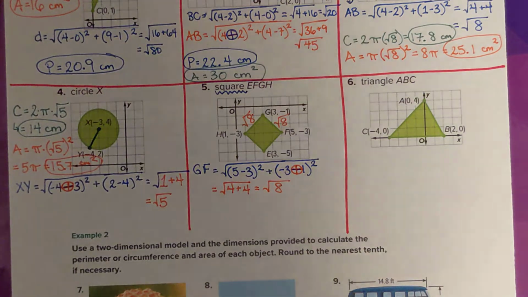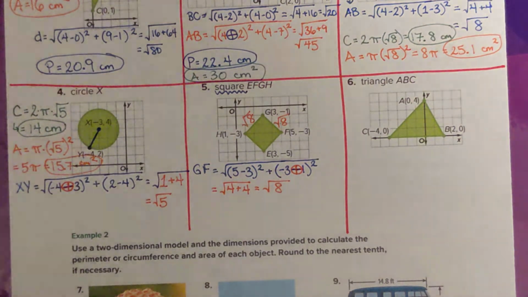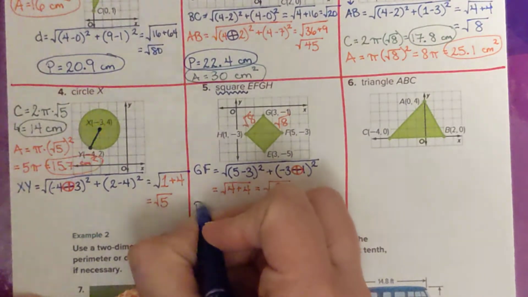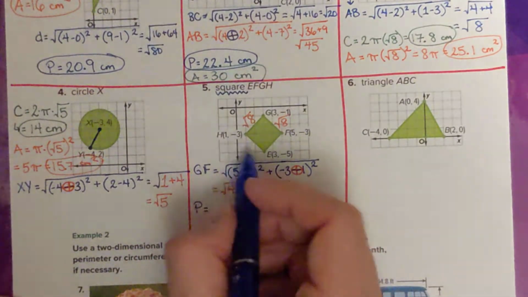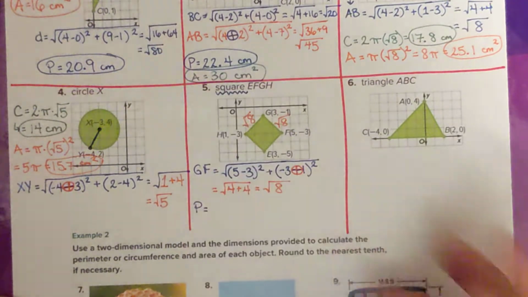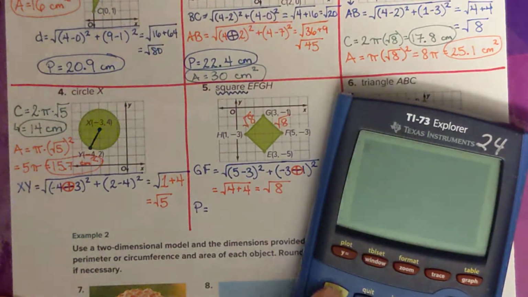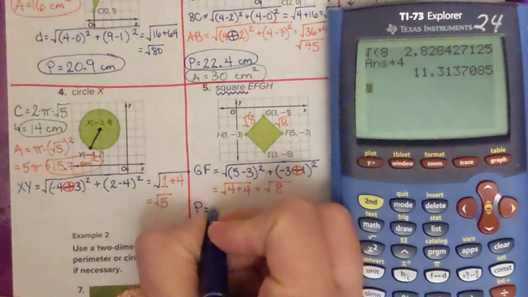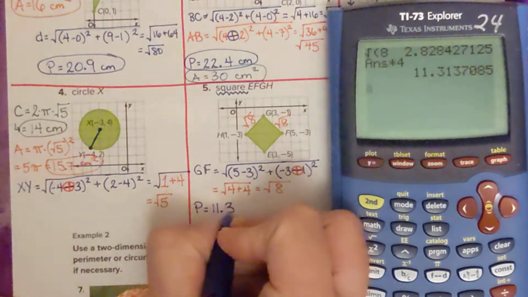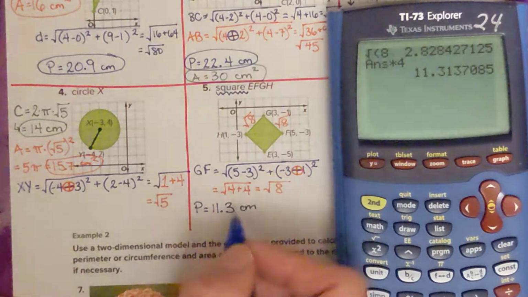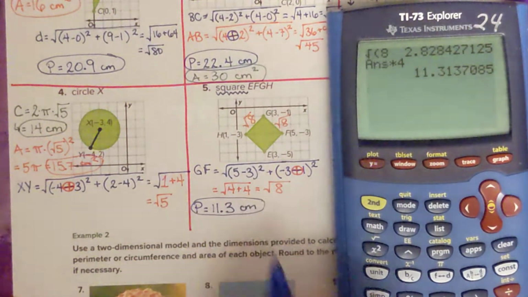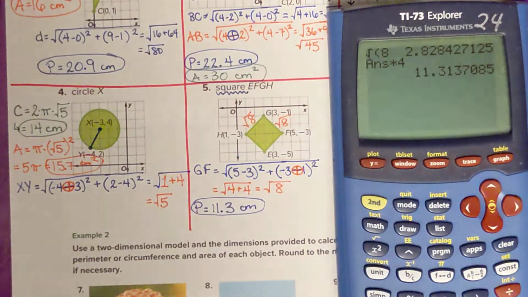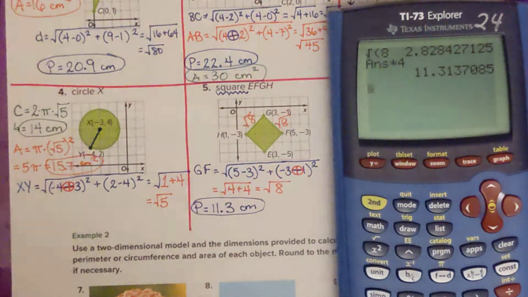Okay. Now you're going to find the perimeter and then find the area. So for our perimeter, okay, this should be easy. Take square root of 8 and add it 4 times. Or hand it in the calculator. You're going to do the square root of 8 times 4. That's our perimeter. So our perimeter should be 11.3 centimeters. So we should get, okay. All right. Now we're going to do the area.